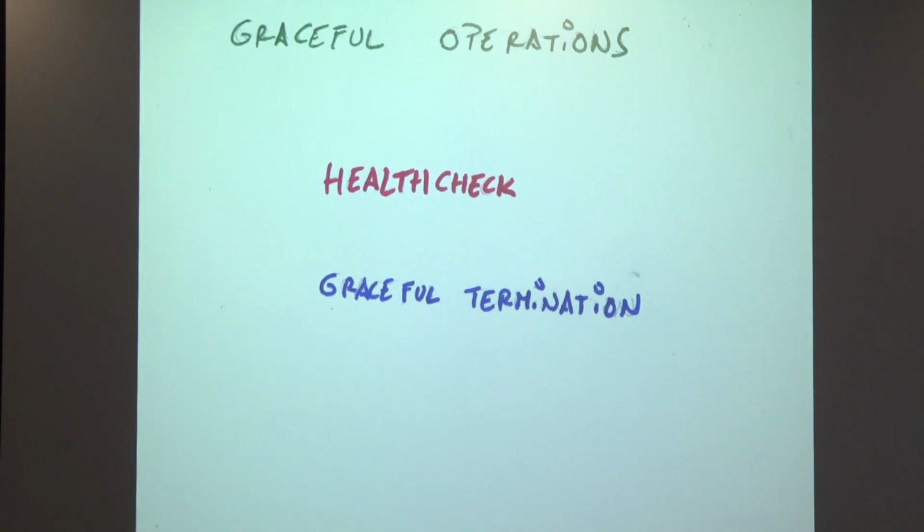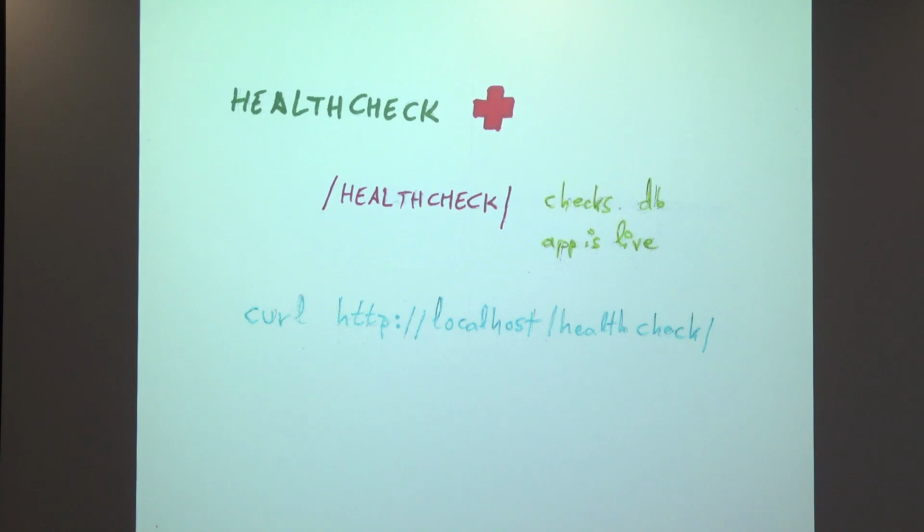Some words about graceful operations, which is how to ensure my system works fine, and if it's not working fine, I know, and if I want to kill it and restart it, it does that gracefully. So one main thing is having a health check. There's a concept in Docker that is the health check. You can define that a container has a health check, which is basically a command that you define that runs periodically, on the period that you say.